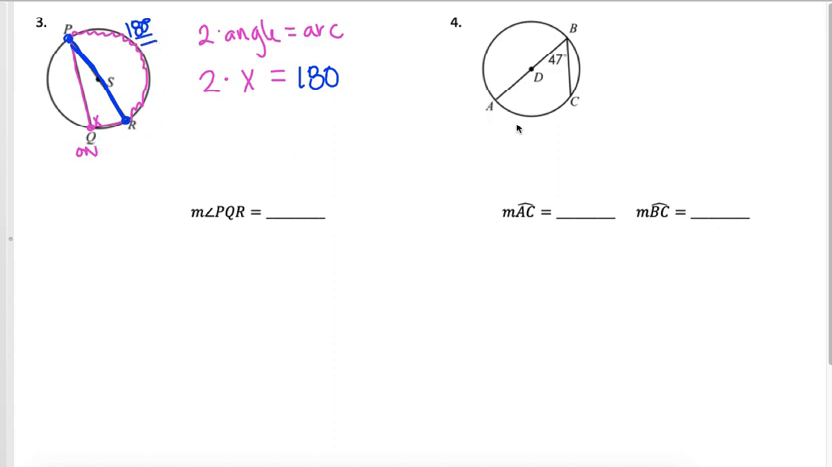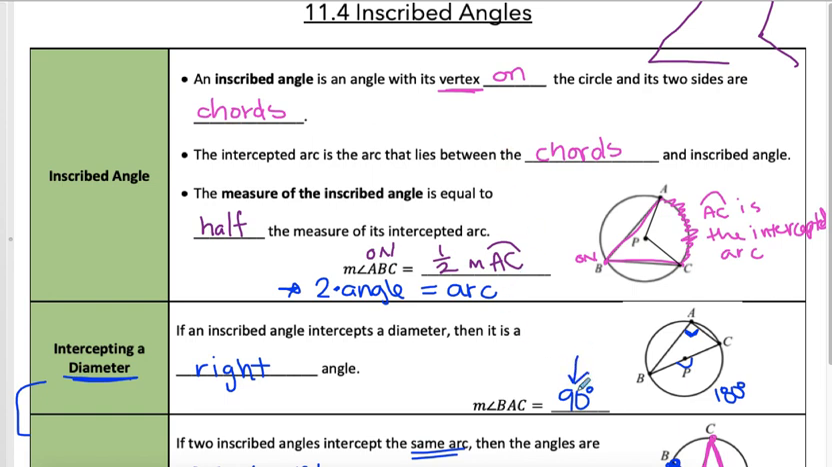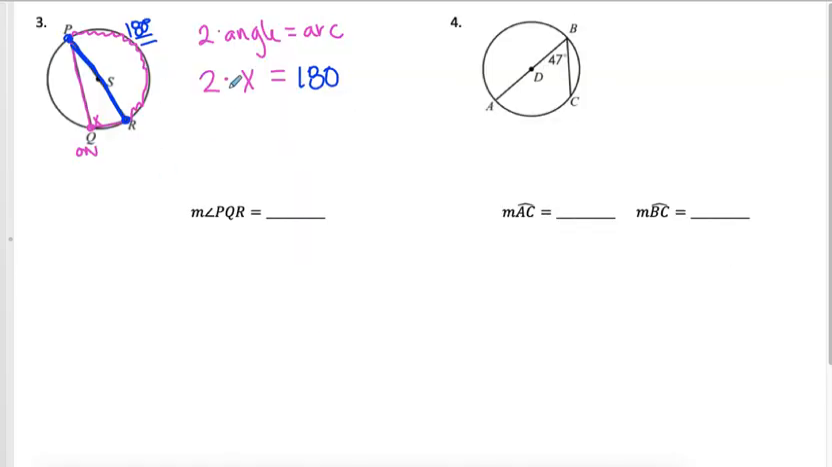Based on our rule here, we know that angle should be 90, but it should follow the same rule. 2 times X equals 180. Divide both sides by 2, we still get that 90. That's going to happen every time we have a diameter. So if we have a diameter, the arc is 180, the angle is 90 every time.